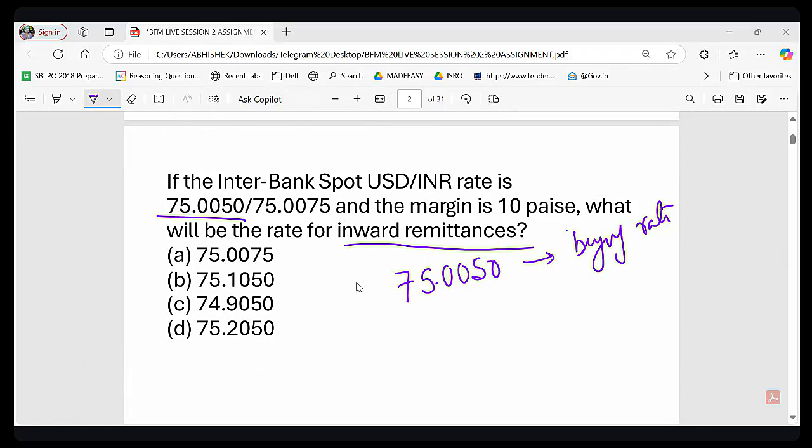Now the next question is, what happens to the rate when there is a margin of 10 paisa? You can see a margin of 10 paisa is written. Do we add or subtract the margin for inward remittance? Please type in the chat box. Your participation is necessary. Think about this and answer in the chat. My question is, do we add or subtract the margin for inward remittance? Okay, just minus.